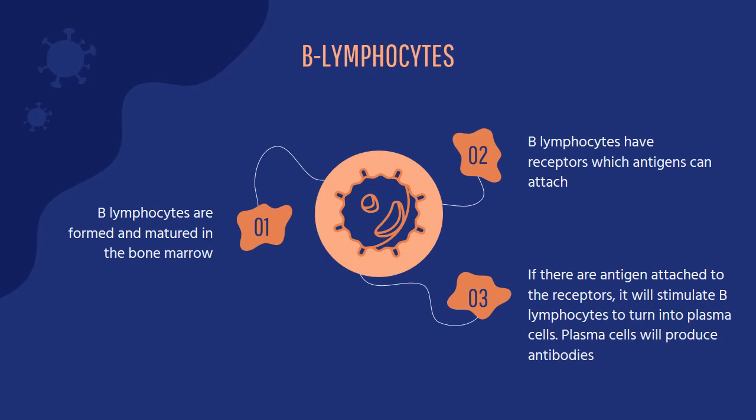So these are 3 facts about B lymphocytes. B lymphocytes are formed and mature in the bone marrow. B lymphocytes have receptors to which antigens can attach. If antigens are attached to the receptors, it will stimulate the B lymphocyte to turn into plasma cells. Plasma cells will produce antibodies.